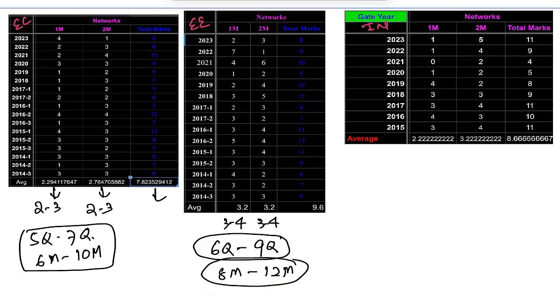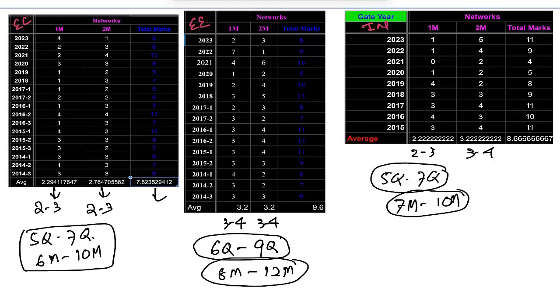Coming to instrumentation, the weightage, you see, here it is again 2 to 3, here it is 3 to 4 you can say, and here 8.66 is the average. So on an average, the number of questions varies somewhere between 5 to 7 questions, again like electronics. And from the weightage point of view, it will be again somewhere around 7 marks to 10 marks. So this is the range of instrumentation.